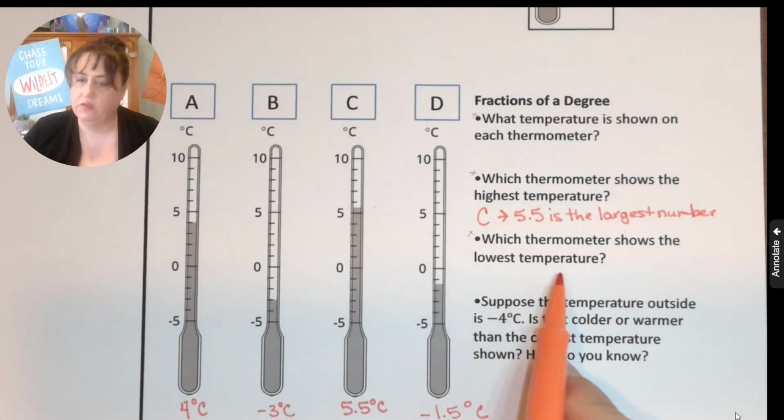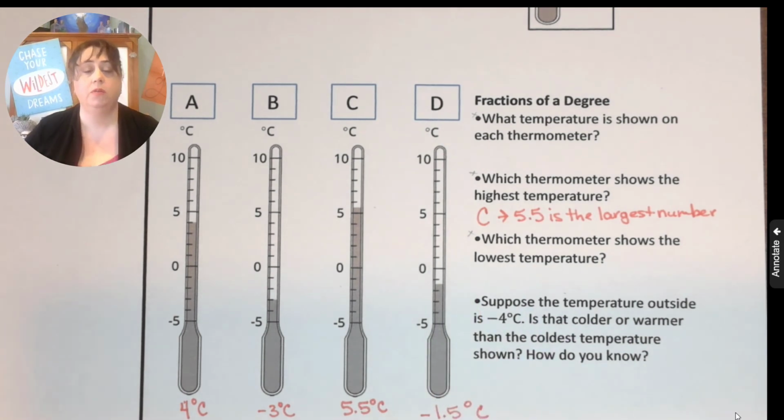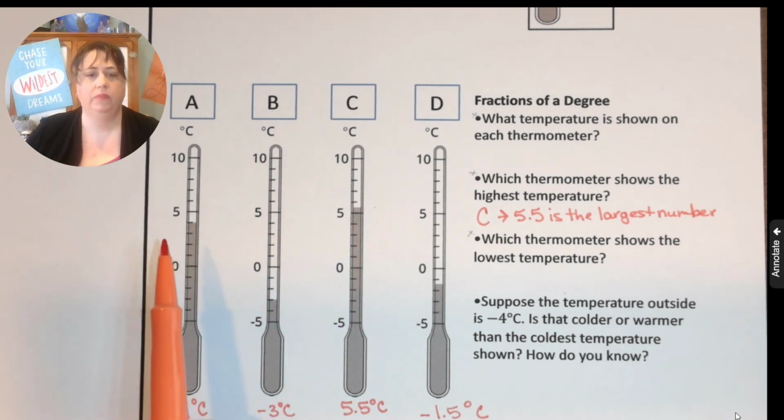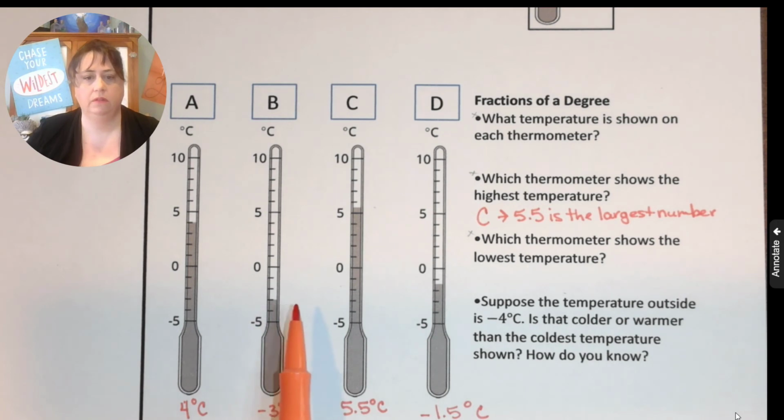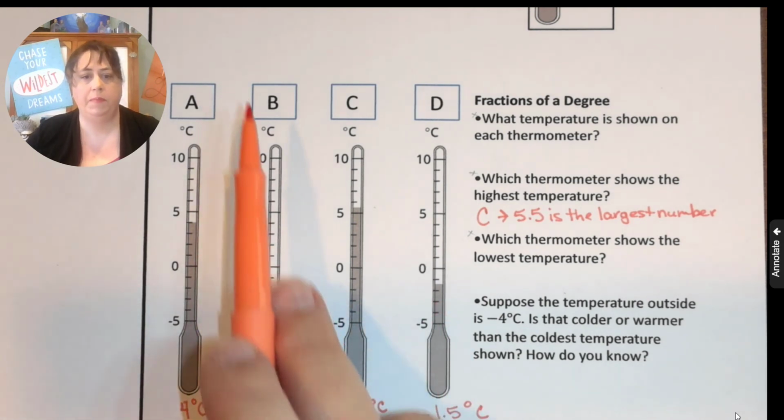Which thermometer shows the lowest temperature? So the lowest means it's furthest down. So it's our smallest number. So it can't be C. So this one's taller, so this one's shorter. Drag that across. It's still shorter. Do you see that? So that would be B.